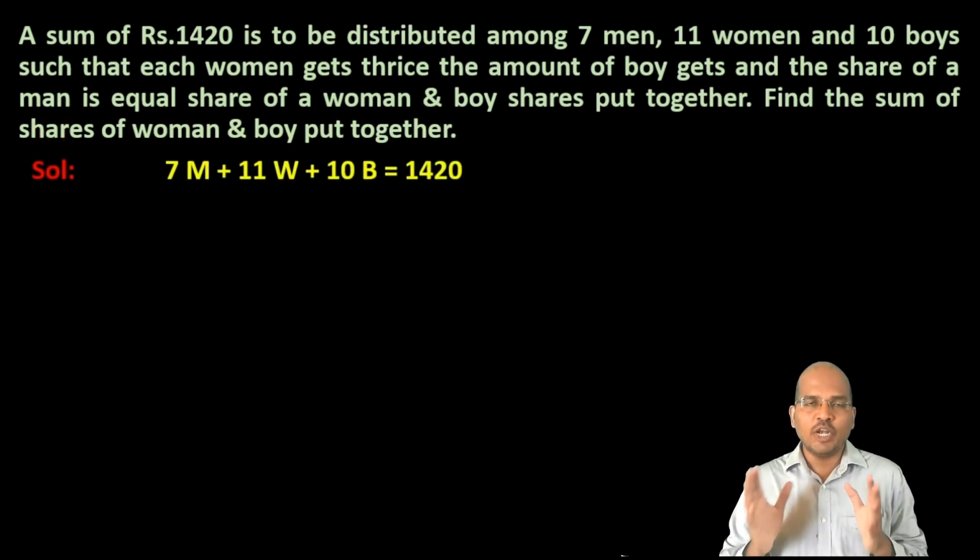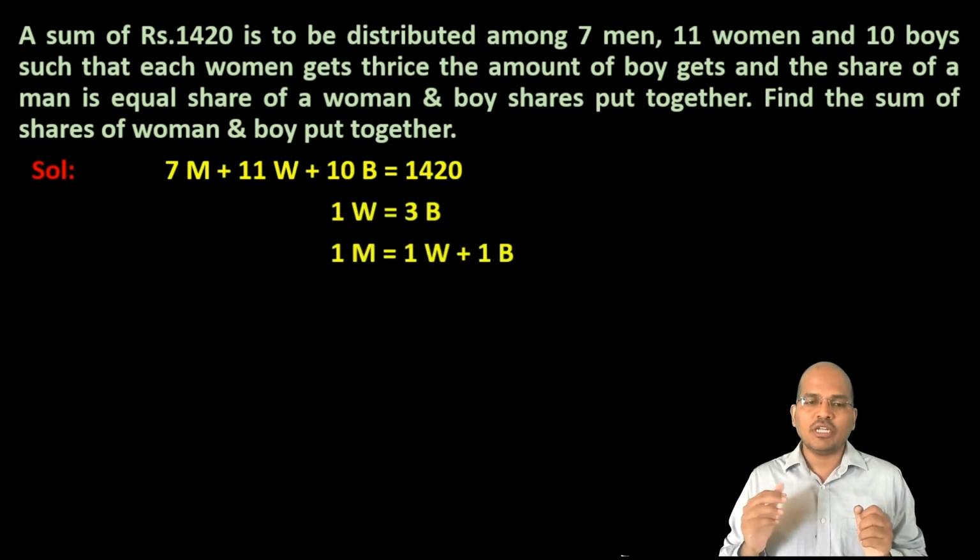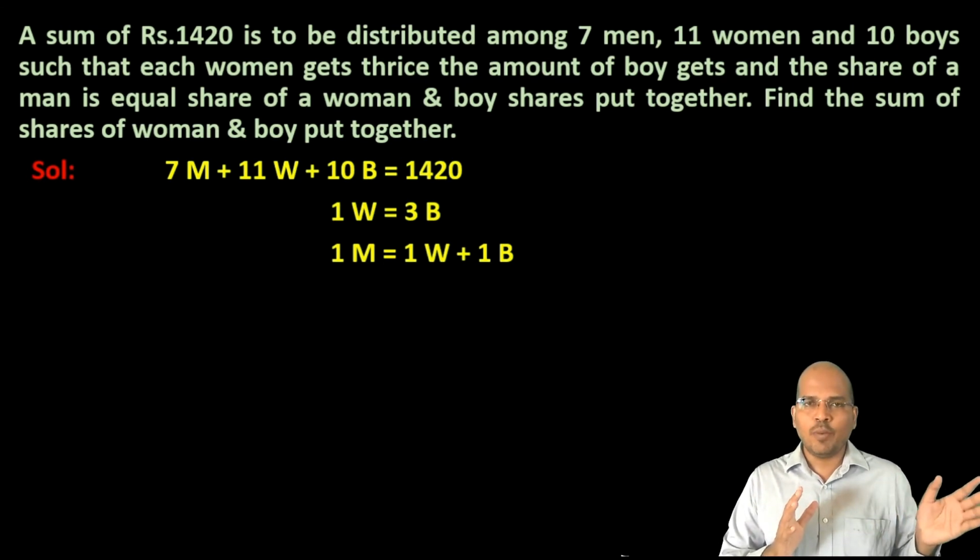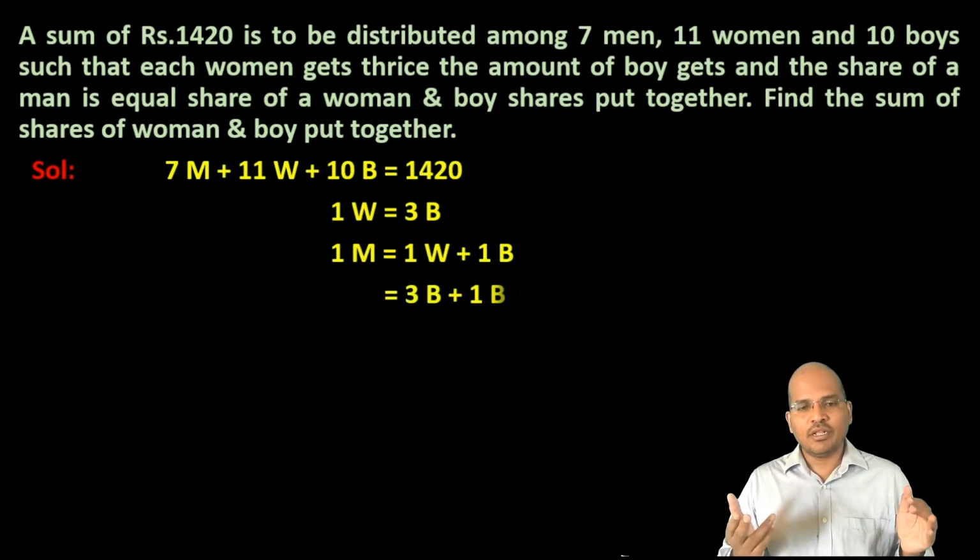Now what is given to us? You need to divide 1420 among 7 men, 11 women, 10 boys. So 7 men plus 11 women plus 10 boys is 1420. And what is given to us? It is given that one woman's share is same as the share of 3 boys and the share of one man is same as the share of one woman and one boy put together. Now substituting the values, you get one man is 4 boys.